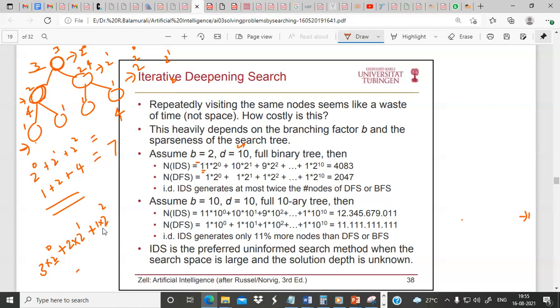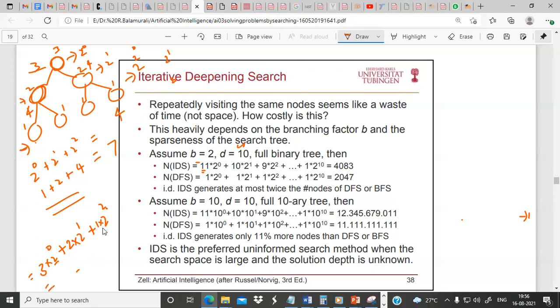So that we can identify like this. The nodes at the leaf level, at the last level, will be accessed only once. So it is 1 into 2 to the power of whatever the depth, plus the next level 2 into 2 to the power of whatever the depth, plus the next level 3 into 2 to the power of whatever the depth. You continue this process until you reach the root node, which is at the 0th level.